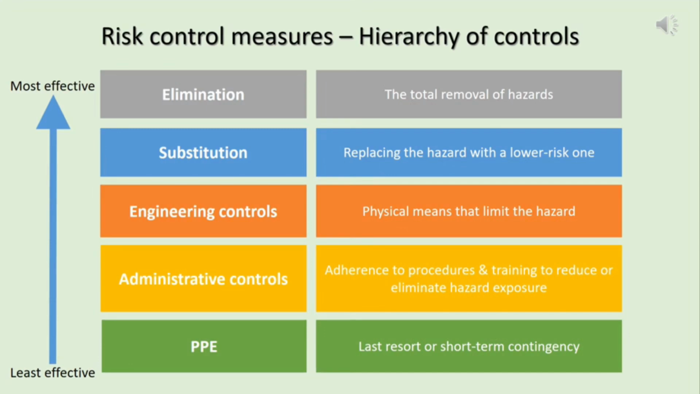PPE is considered the least effective risk control measure in the hierarchy of controls. I think I have explained this in topic 2 earlier, because PPE does not contain the hazard and does not remove the hazard. It can only minimize your exposure to a certain level when you are using the correct PPE.